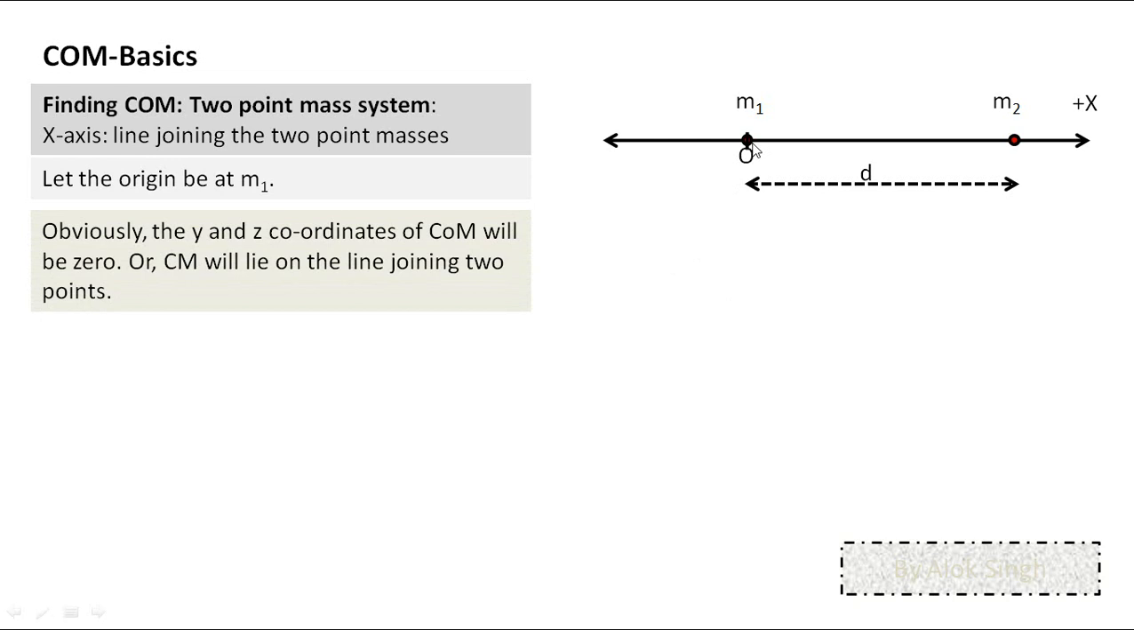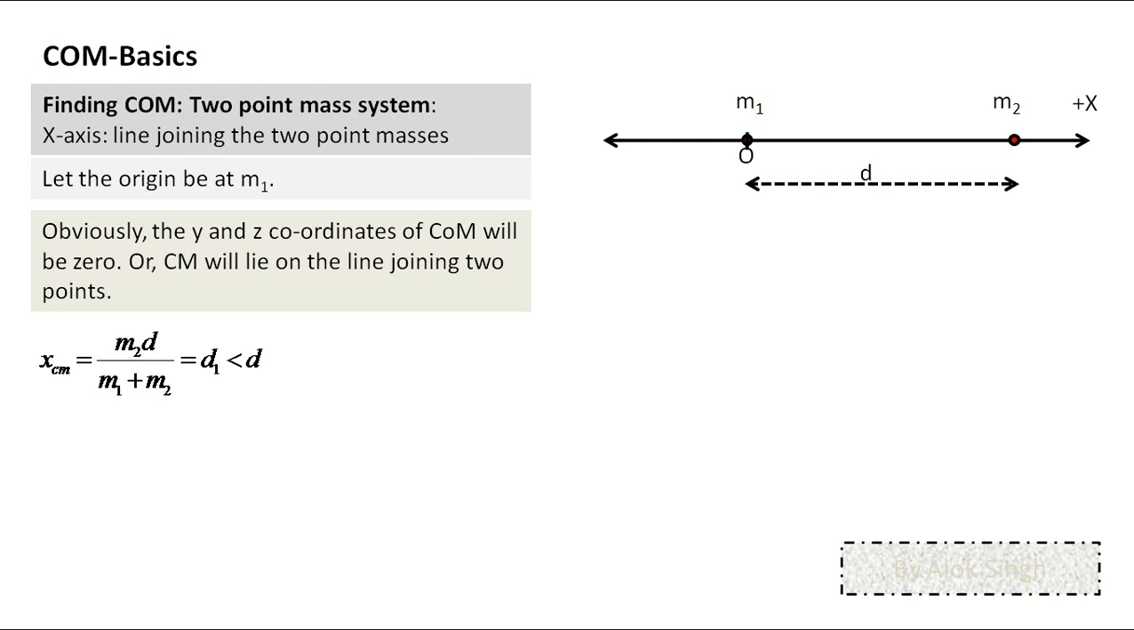So both the particles have y coordinates as 0 and z coordinates as 0. If the y coordinates and z coordinates of each particle are 0, quite obviously ycm and zcm will be 0, which basically means the center of mass will lie on the line joining the two points. It will lie only on the x-axis. It cannot lie outside the line joining the two particles. That's the first important point. The center of mass of two particles will lie on the line joining the two points.